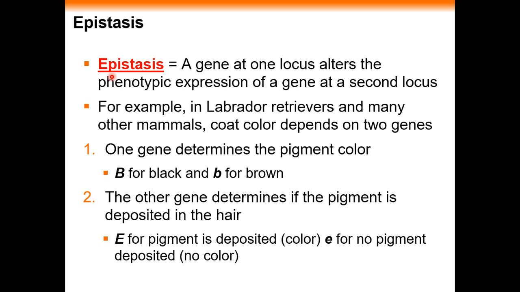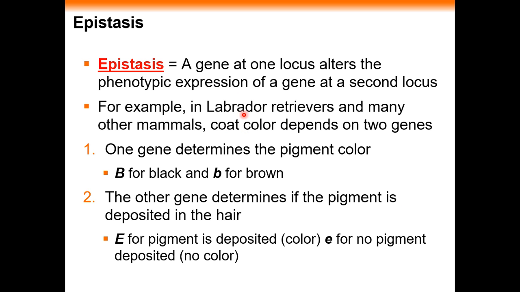Like there's something called epistasis. Epistasis is when a gene at one location alters the phenotypic expression of a gene at a second spot. This sounds really confusing, so I'm going to say it again, and then I'll give you an example, and hopefully it makes sense. Epistasis is where one gene affects the way another gene is expressed. I'll give you an example.